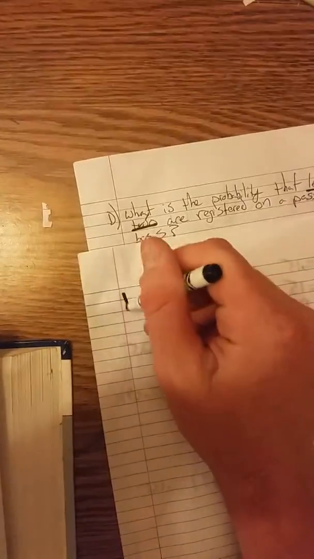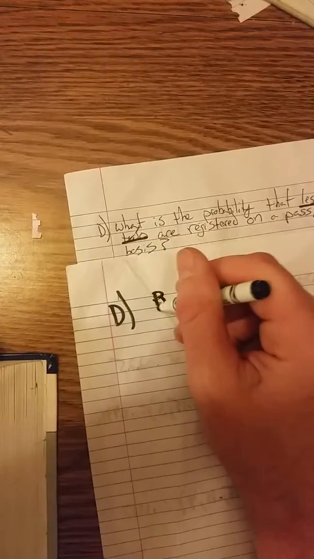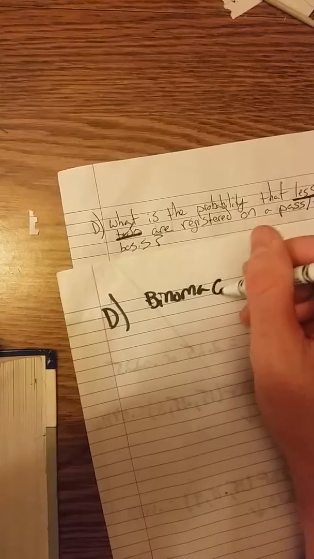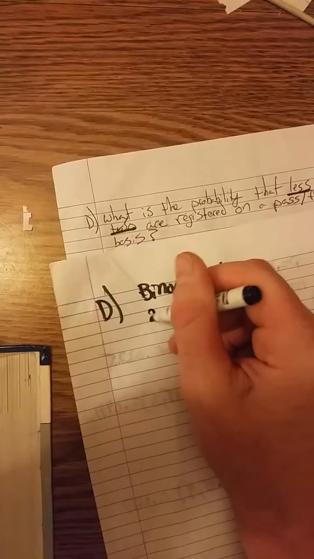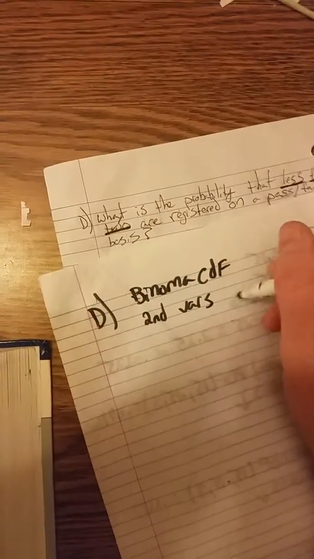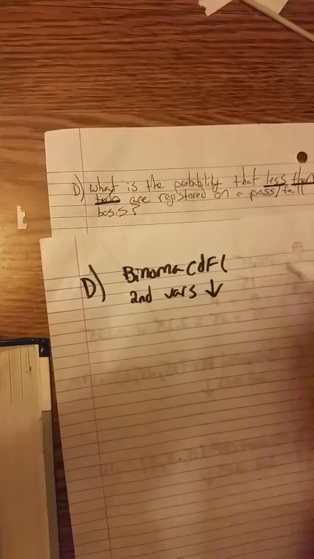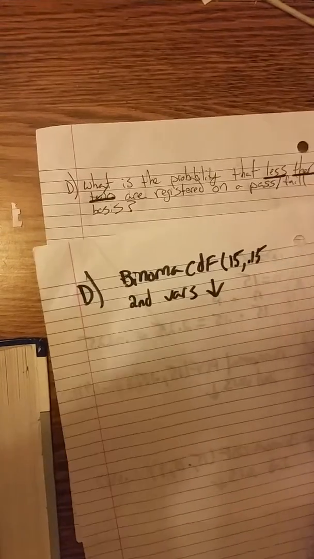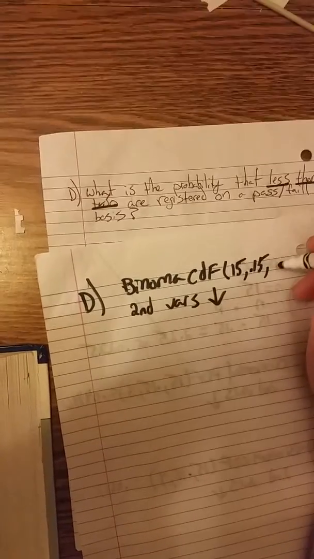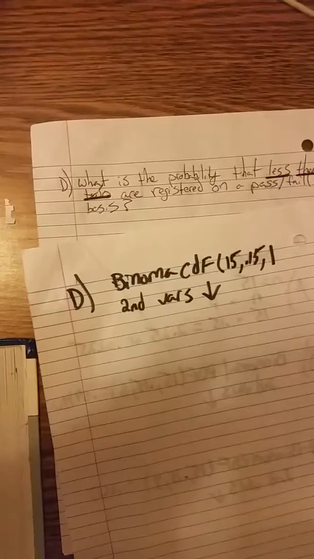So, same thing. Second vars, look for the binomial cumulative distribution function by doing second vars, scrolling down. And now this one, since it's less than, you will put 15 as your sample size, 15% is your probability, and 1 because it's asking less than 2.